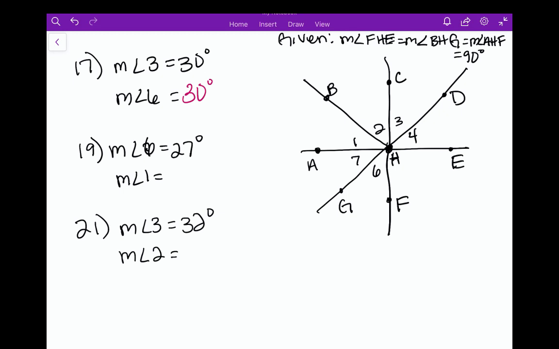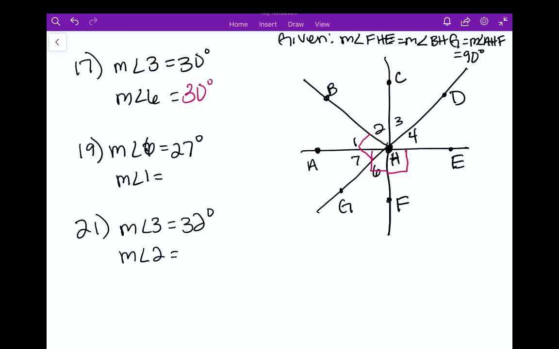Okay, so I forgot to mention what was given. It was given that FHE, BHG, AHF are all equal, and they all equal 90. So that's going to be important. So FHE is this guy. That's a 90-degree angle, which is a right angle. BHG, that is this guy here. And AHF, which is this guy. So those are my three right angles. They're all equal to each other.